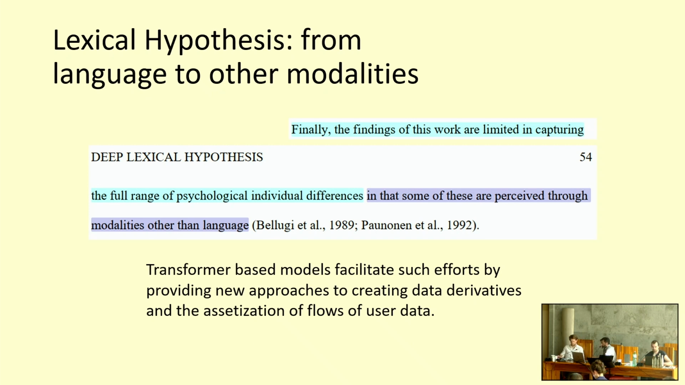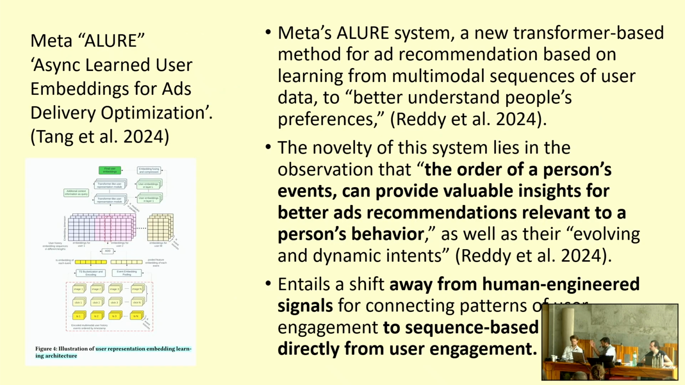But it's not just language that's interesting. They say that language is limited in capturing the full range of psychological individual differences. Instead, what you want is to have other modalities besides language. And again, transformer models facilitate that. So this is recent research from Meta. And here, what they're doing is they're moving from language to events. So this is the tokenization of events, actions, context. All of that is now the data, not language.